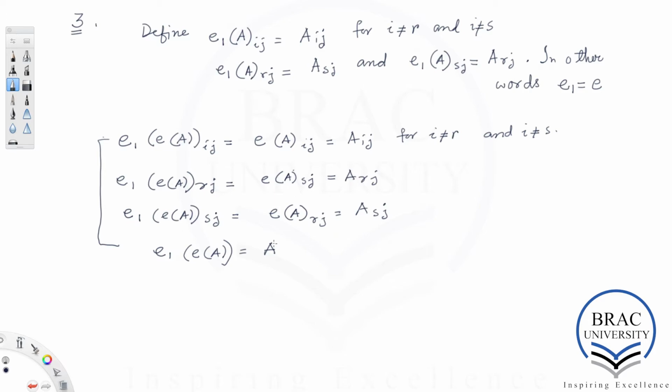Now it's obvious that since E1 and E are the same, E of E1 of A is also equal to A. Okay? So this way we are done proving theorem 2, QED.